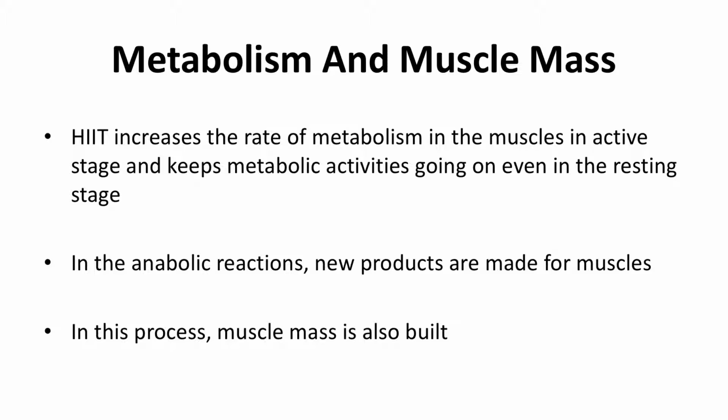Metabolism and muscle mass. HIIT increases the rate of metabolism in the muscles in the active stage and keeps metabolic activities going on even in the resting stage. In the anabolic reactions, new products are made for muscles. In this process, muscle mass is also built. Since high-intensity workouts keep the anabolic activities going on for 24 hours following the workout, they ensure that muscle synthesis is taking place at all times.